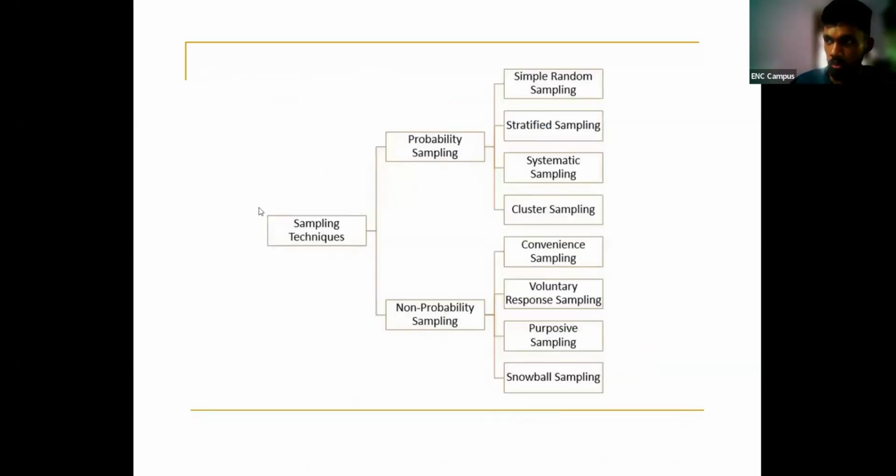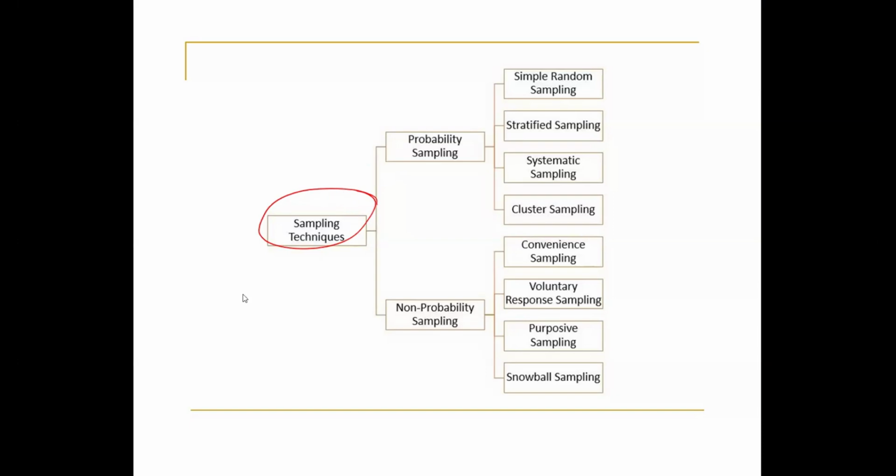Then the sampling techniques or sampling methods can be broadly categorized into two types: probability sampling and non-probability sampling. So we discussed simple random sampling, stratified sampling, systematic sampling, and cluster sampling. All of these four were probability sampling techniques. And we have non-probability sampling as well.